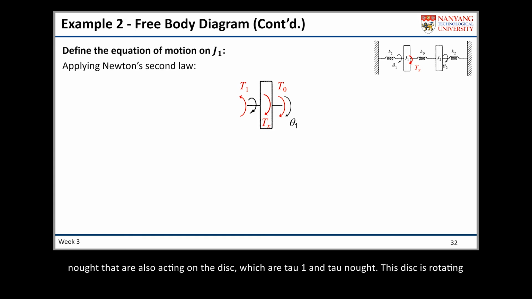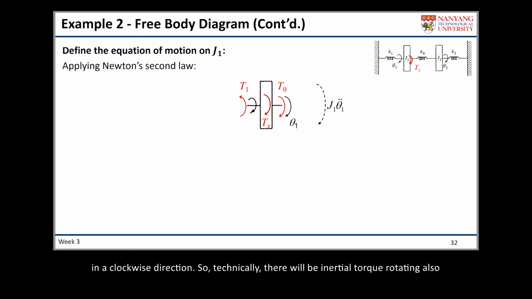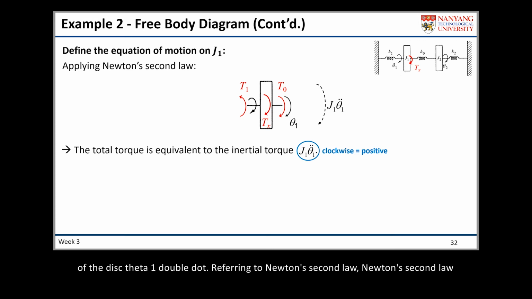This disc is rotating in a clockwise direction. So technically, there will be an inertial torque also in a clockwise direction, where the inertial torque is equal to J1 times the acceleration of the disc, theta 1 double dot. Referring to Newton's second law, the total torque acting on a disc will be equal to the inertial torque. Again, the inertial torque here is J1 times theta 1 double dot.